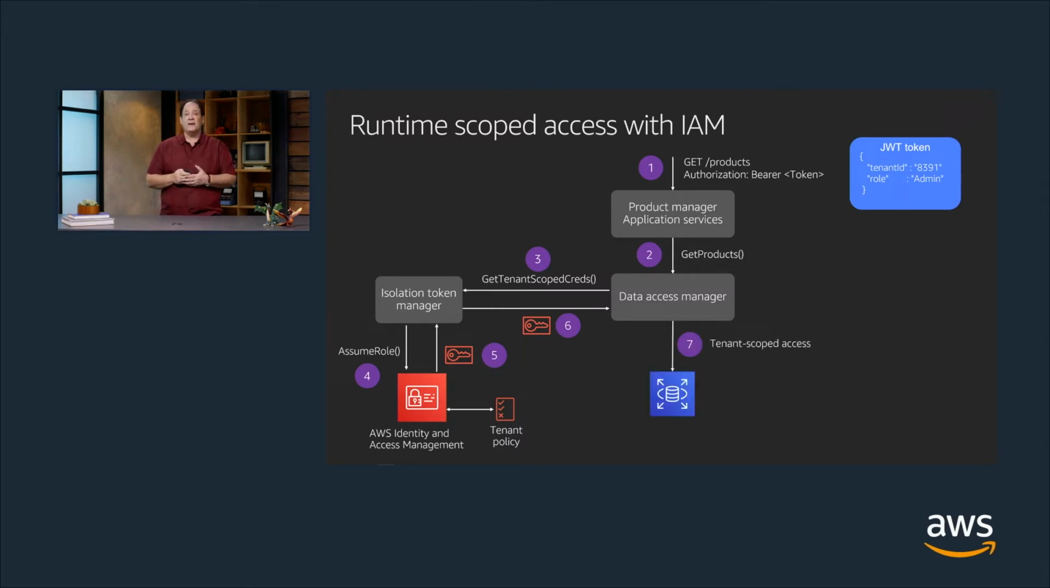And then the data access manager is actually going to go out and try to get data. And now when it tries to go get data, it uses the context that came from that token. So when it goes to get that data, it will be challenged and it will be scoped to be sure that it fits all the rules we have for isolation.